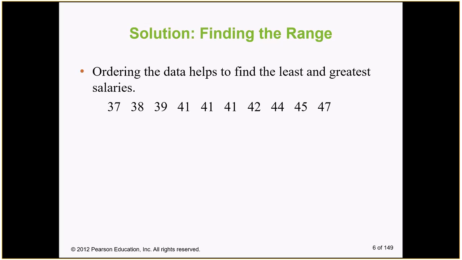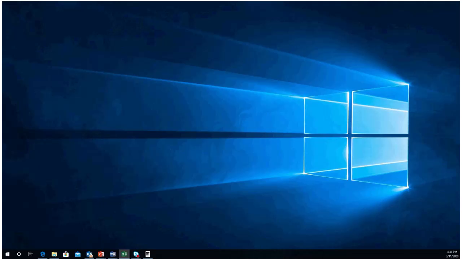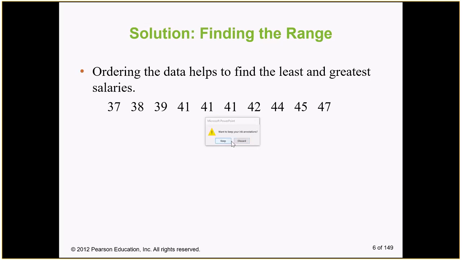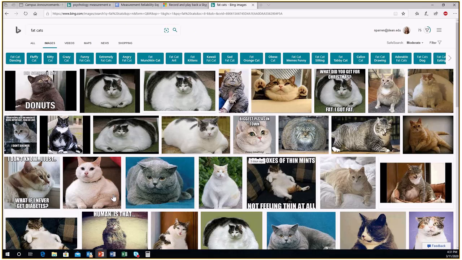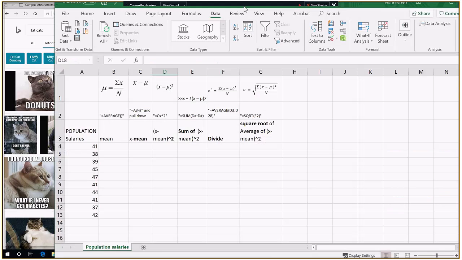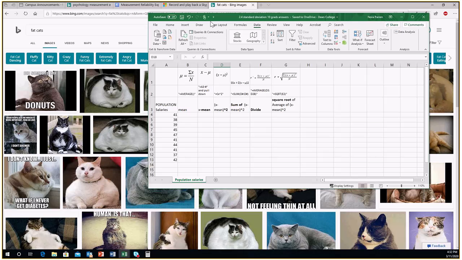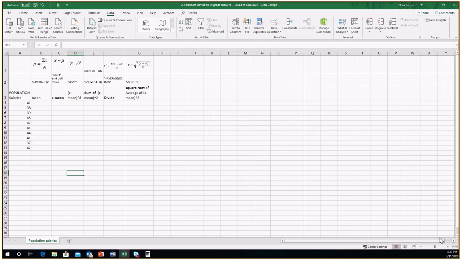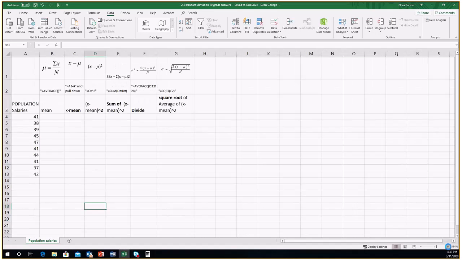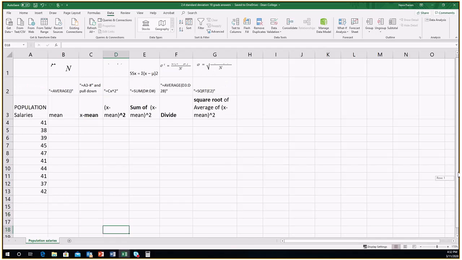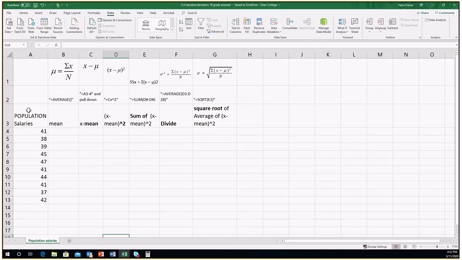I have to exit the slideshow one second. Cancel the slideshow. I'm going to discard my annotations, and I'm going to bring up the Excel sheet. So this is also for you in your file if you want to follow along. Zoom in on it here. So I've got your data for you right here.